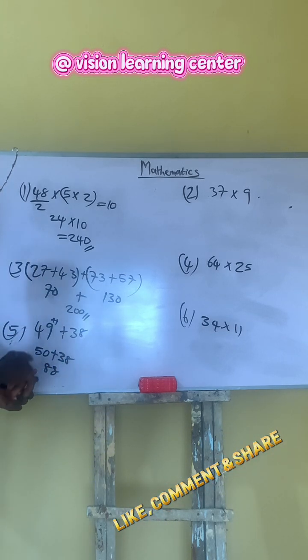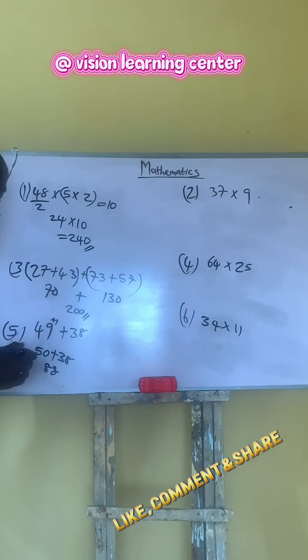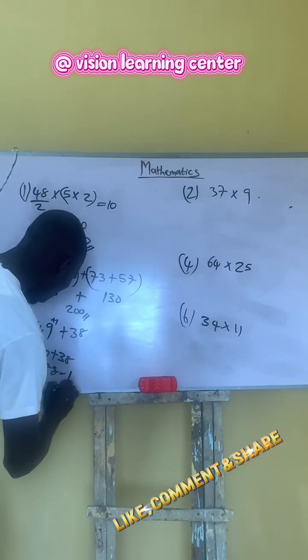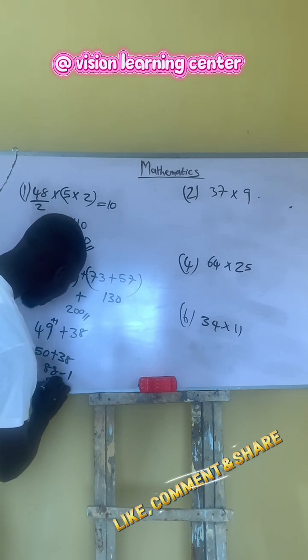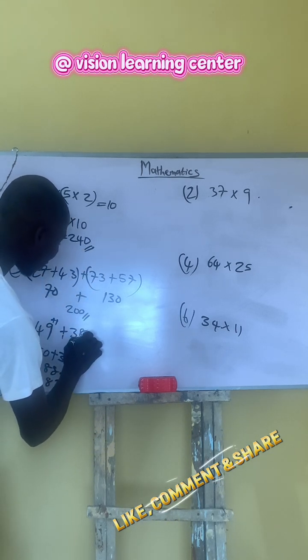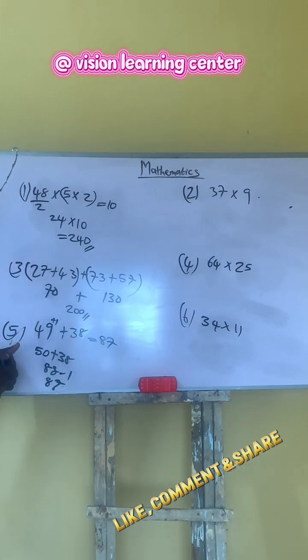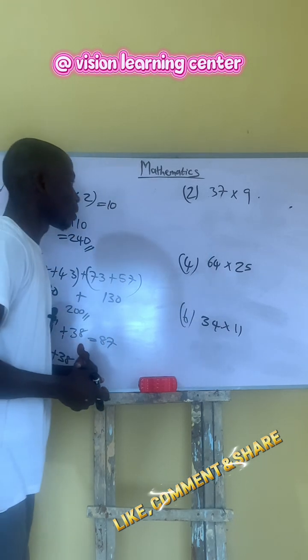What next? We need to subtract the number we added to make it a round number, which is what? Minus 1. So 88 minus 1 will give us 87. So 49 plus 38 will still give us 87.